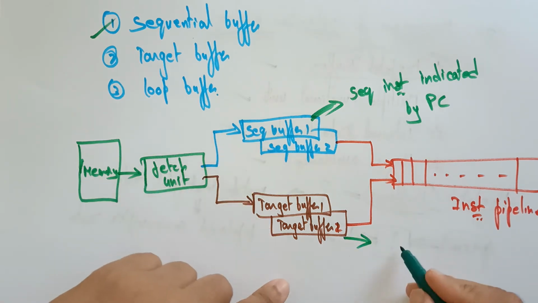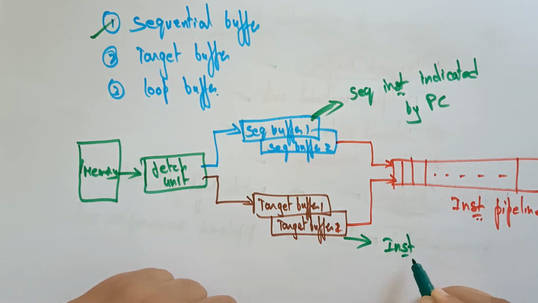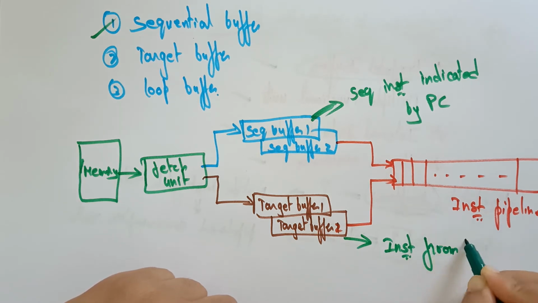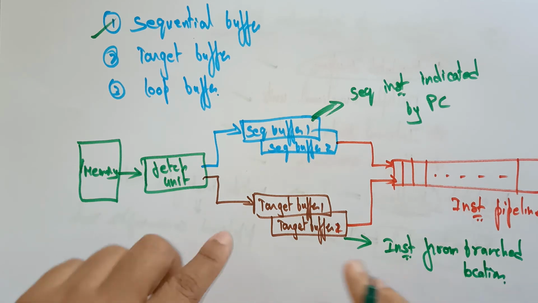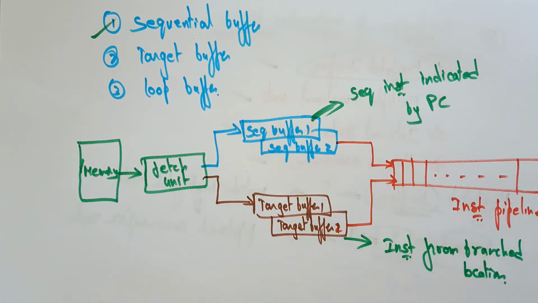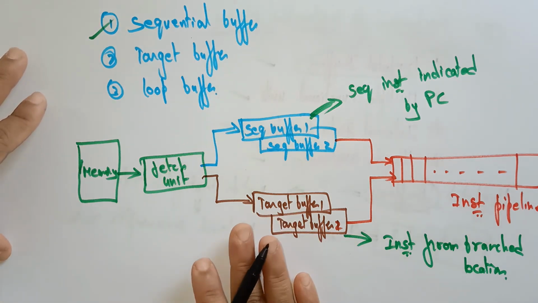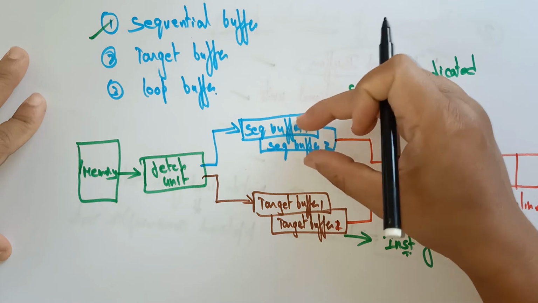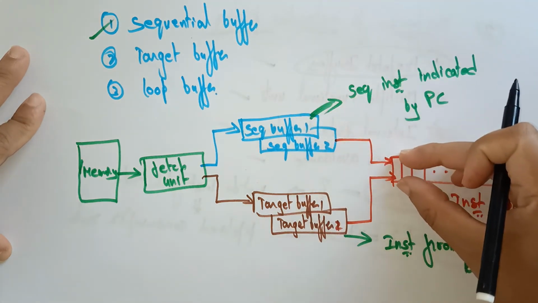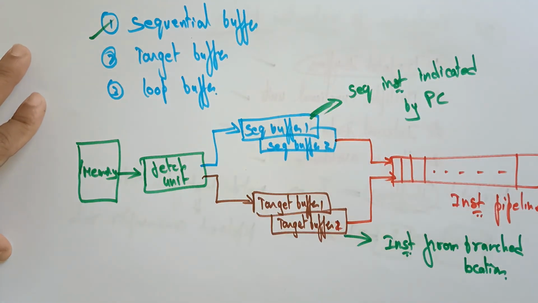Whereas in the target buffer, the instructions are from the branched location. So whatever instructions appear in the target buffer, they are from the branched location. Now coming to the exact point, what do you mean by the sequential buffer and the target buffer? What type of data are we storing in each? Actually, the sequence of instructions are loaded into a pair of sequence buffers, so the in-sequence instructions will be sent to the in-sequence pipeline. What do you mean by that?